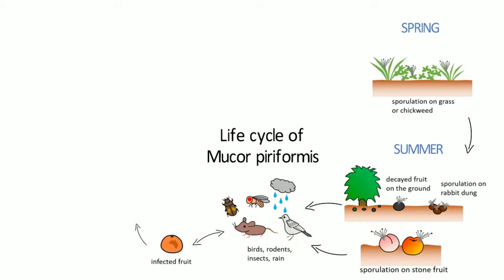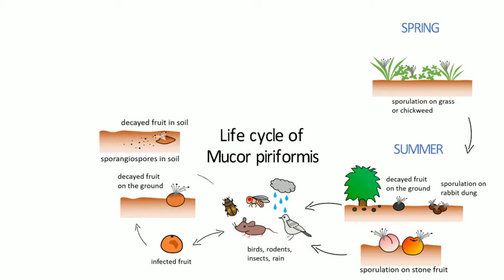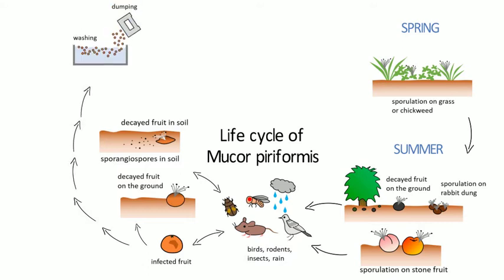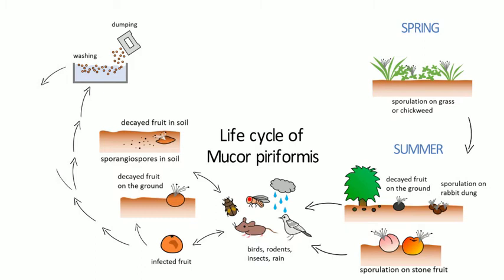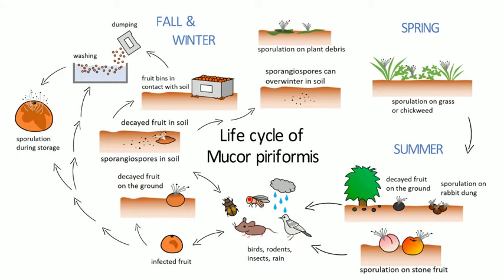Infected fruits could fall on the ground and thus spread out sporangiospores in soil, which could be further spread out by animals or rain. Infected fruits could also get in the packing line and directly or indirectly result in Mucor rot during storage. During harvest, fruit bins are placed in the orchard where they get in contact with infested soil, which could later contaminate the packing line. And finally, sporangiospores can overwinter in soil. The fungus can also survive in plant debris in the orchard.